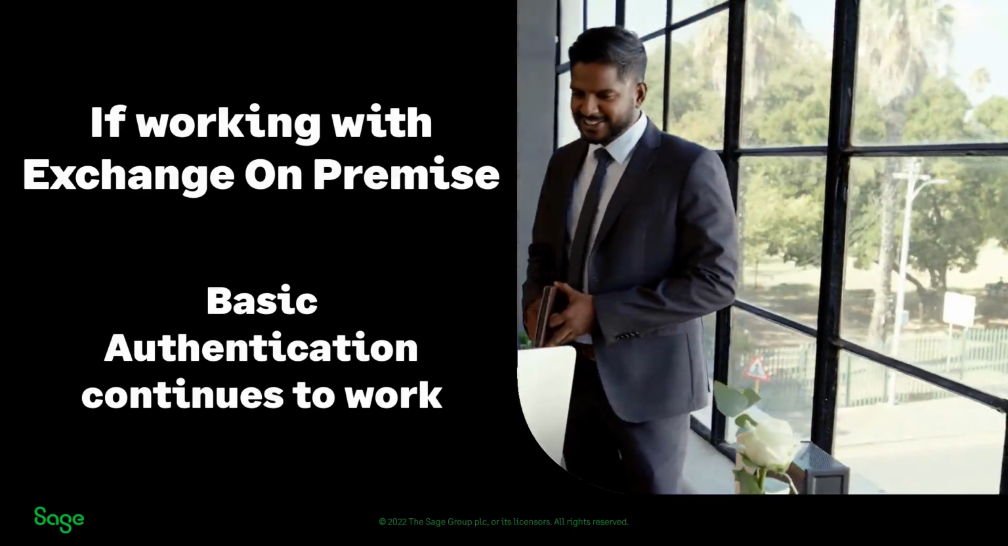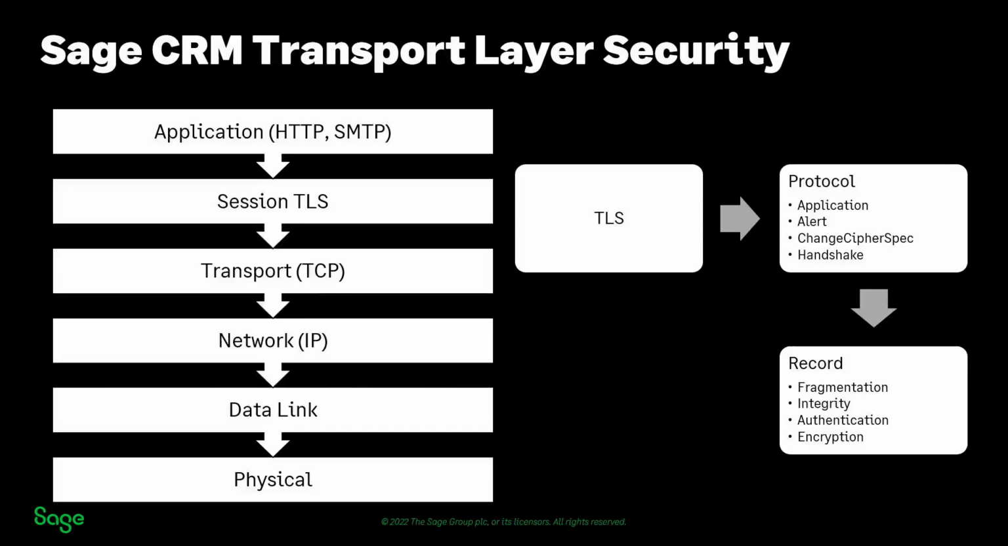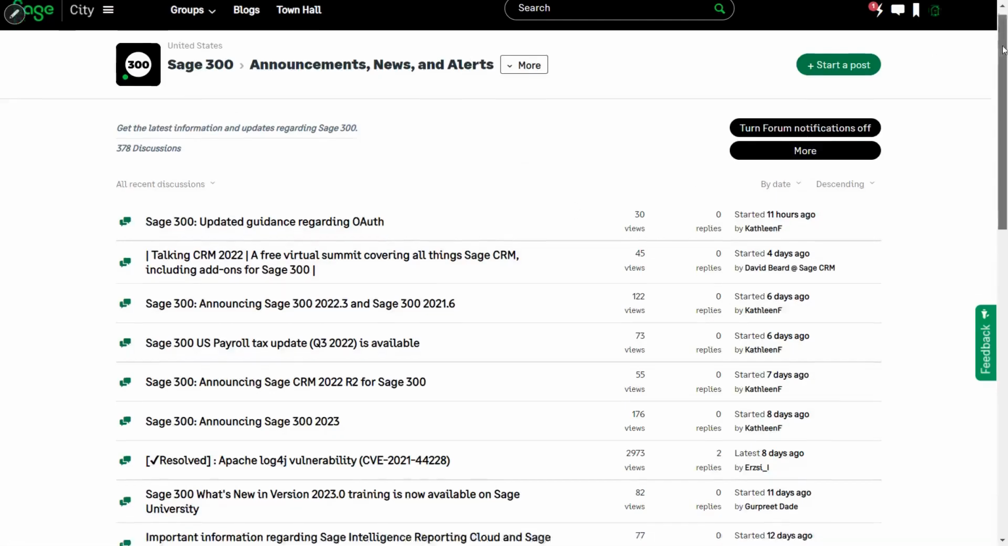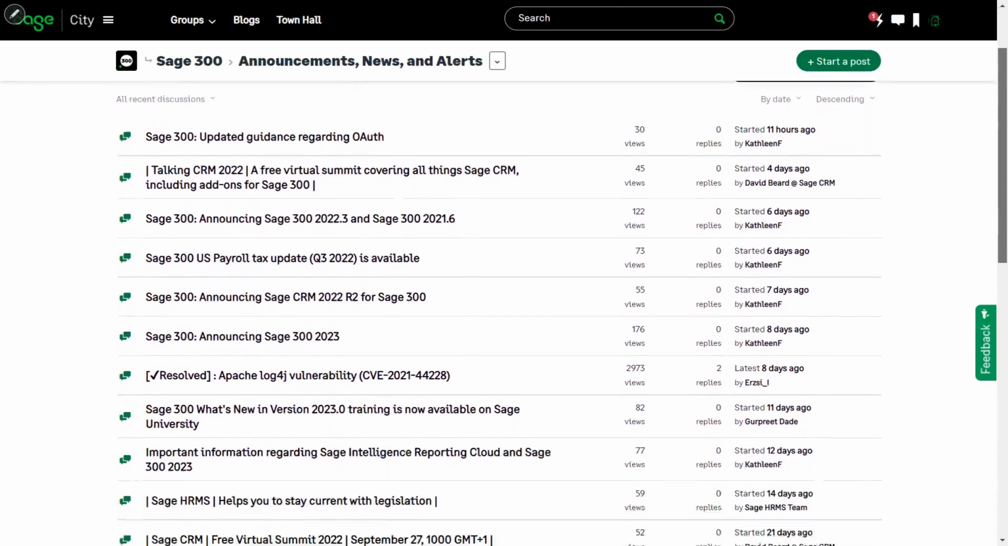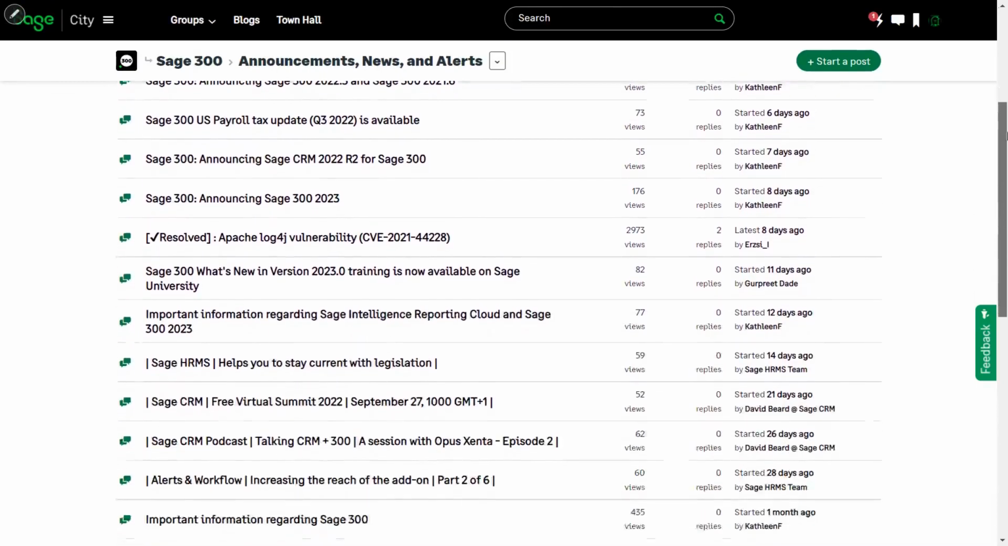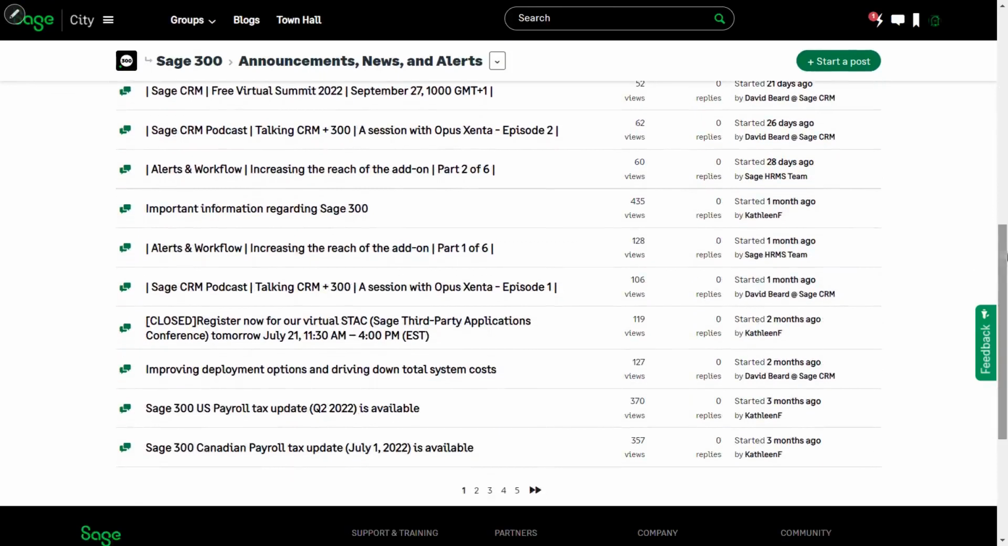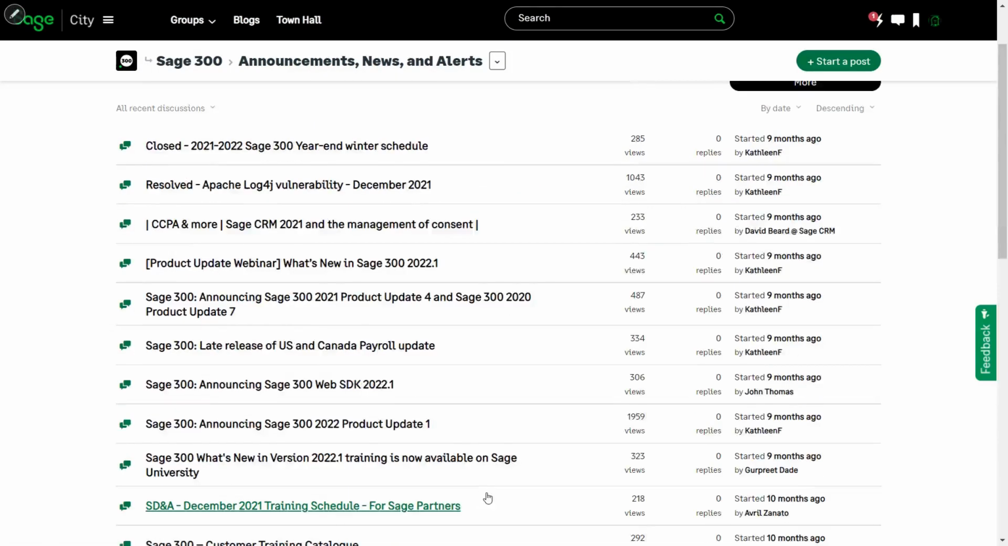The next thing that I want to think about is the support for TLS, Transport Layer Security. There are a number of different standards in this, and it's quite a hot topic at the moment, affecting not just Sage CRM customers and partners, but also questions around the support for TLS in accounting systems and solutions like Sage 300 and the support for TLS when sending emails.